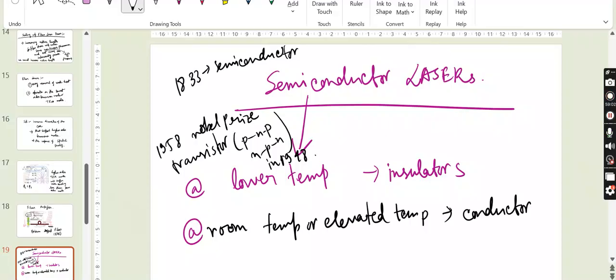So the LED comes at a much later stage. In 1962, Nick Holonyak got the first LED by generating spontaneous red light from a forward biased PN junction. And this later leads to building a semiconductor diode laser.